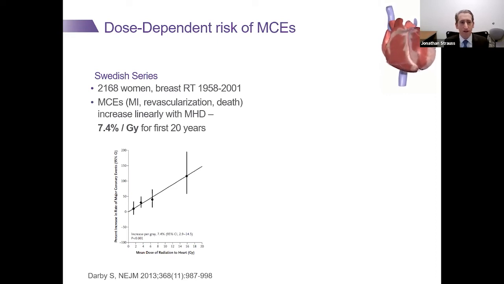And there was a very well-known Swedish study that looked at over 2,000 women treated with breast radiotherapy over a half century. And the dose that the heart received was estimated relatively poorly, but what they had was very good data on subsequent cardiac outcomes over a lifetime. And what we found was that there was a correlation between dose and elevation in risk of a major coronary event. And it was dose dependent, so that there was a relative increase of about 7.4% for a major coronary event per gray, which is our unit of dose, that the heart saw.